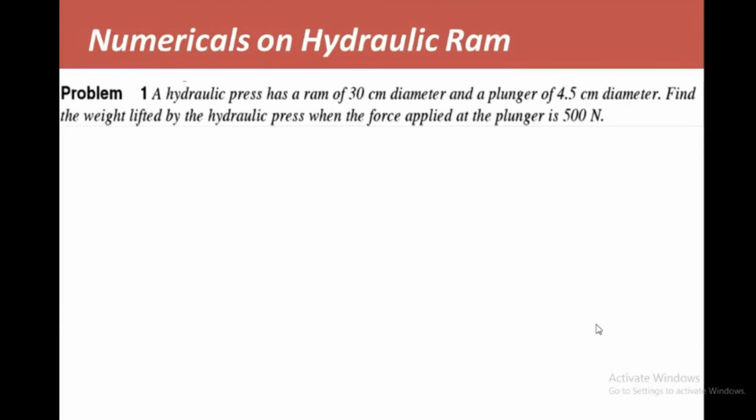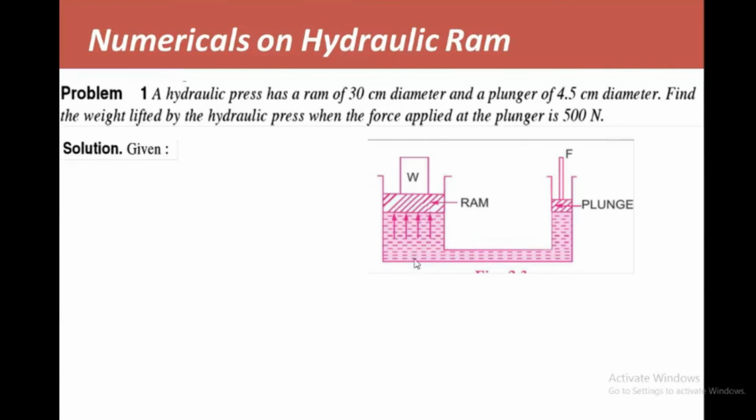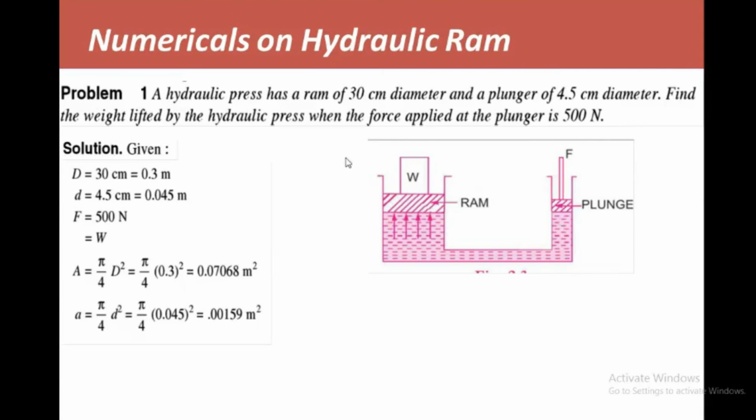After that, numericals on hydraulic ram. A hydraulic press has a ram of 30 centimeter diameter and a plunger of 4.5 centimeter diameter. Find the weight lifted by the hydraulic press when the force applied at the plunger is 500 Newton. So this is your given problem. On the plunger you are applying 500 Newton force and its diameter is 4.5 centimeter, and the diameter of your ram is 30 centimeter.